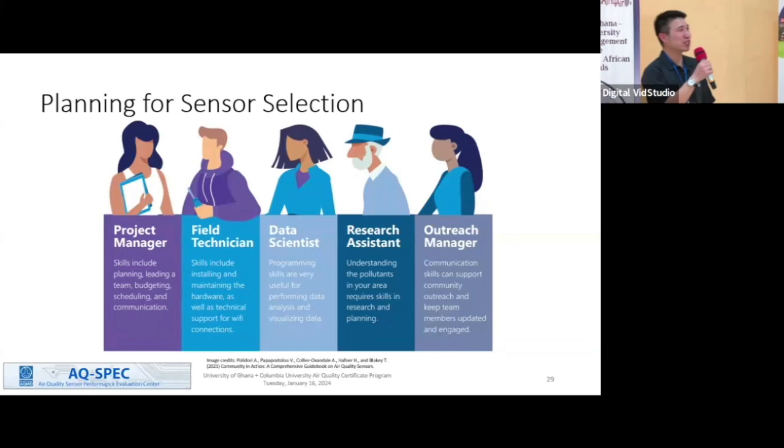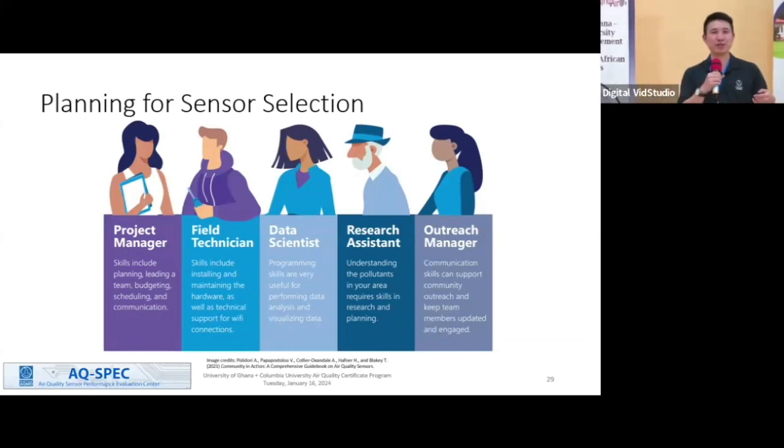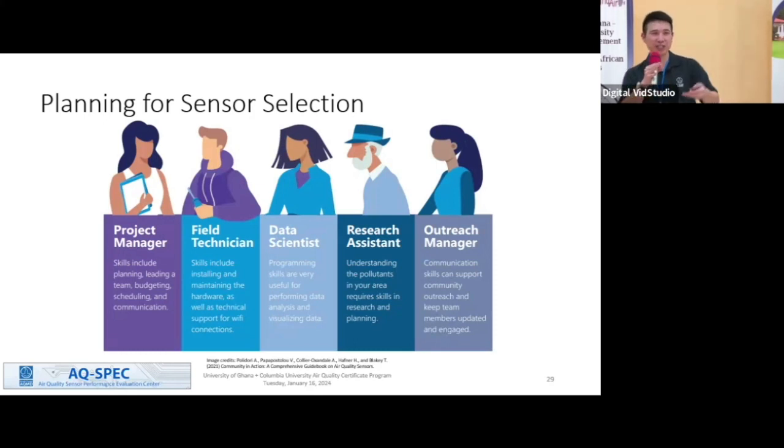And then research assistant, you have a data scientist, right? But you've also got to have someone who's trained on the air quality issues, who understands the basics of air pollution and what the health impacts are of each of those pollutants. Someone who's able to ask these curiosity questions and make linkages between the information we're getting from the monitors and what it might mean for the community or for health.